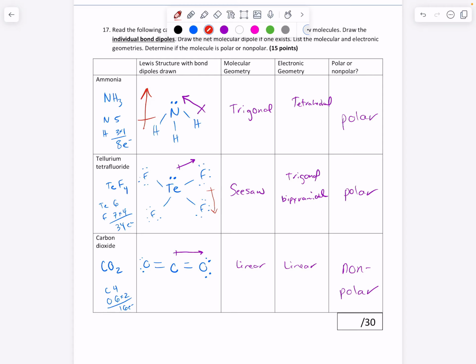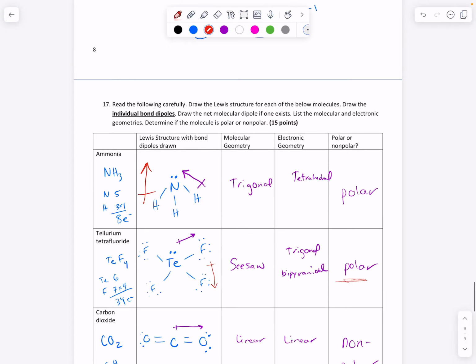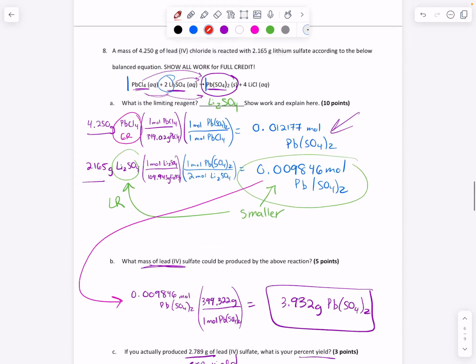Okay, so that one's kind of fun, because you've got 2 fluorines pulling down, 1 pulling up. These 2 fluorines here and here would be canceling each other out. So that one's tough as to which direction it would go, but it's polar. That's all that matters. Okay, and then here, there is no molecular dipole to be drawn, so it is not polar. And with that, we have covered a lot.